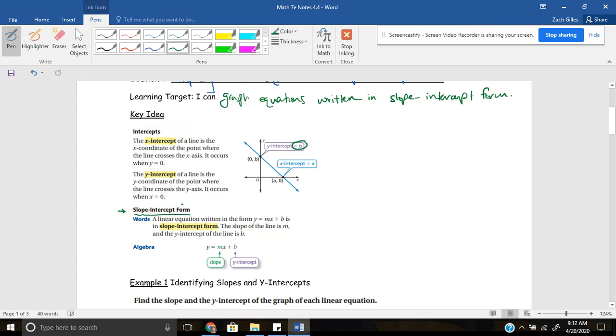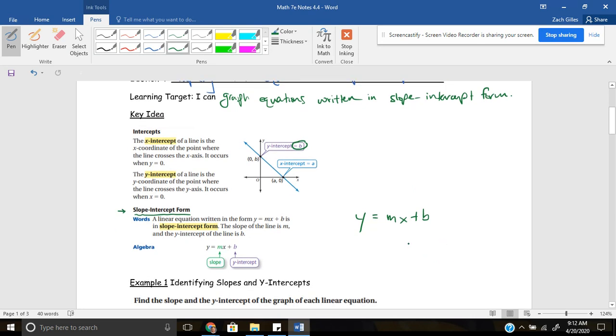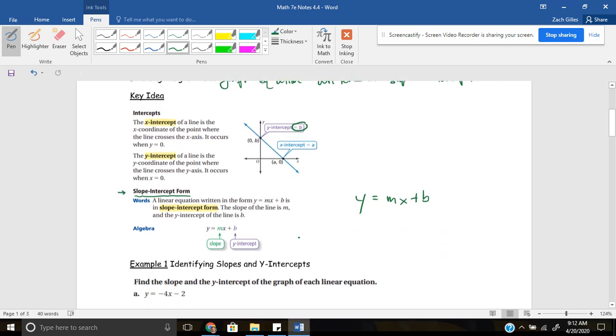Here's really the meat and potatoes of today. A linear equation written in the form y equals mx plus b. Here it is, people. This is what we're after today. Y equals mx plus b. This is slope-intercept form. What you're going to be able to do today is take this and make a line from it. This equation will make a line. Remember, we're dealing with linear equations. Linear equations make lines.